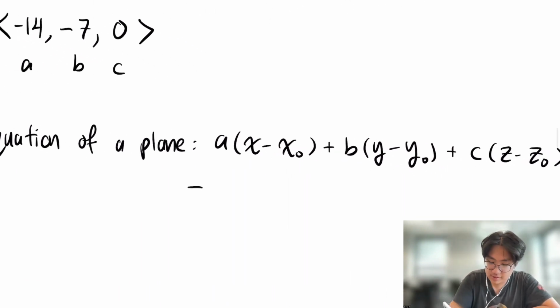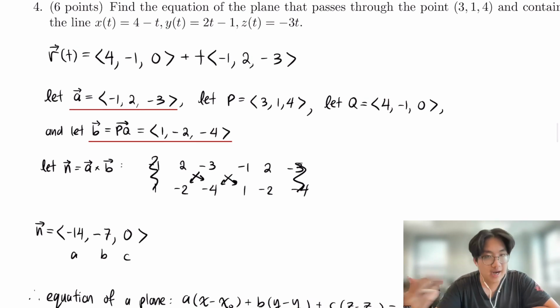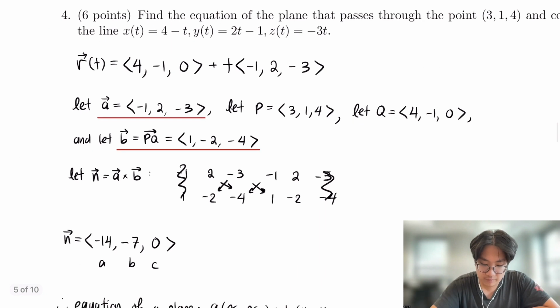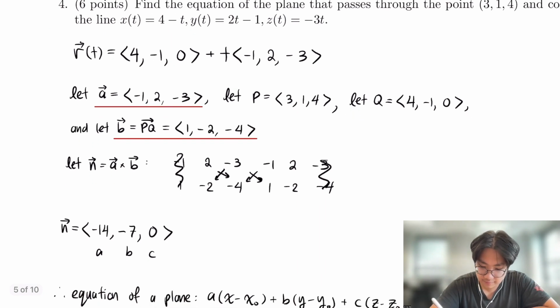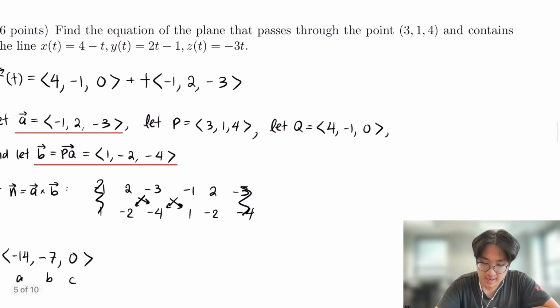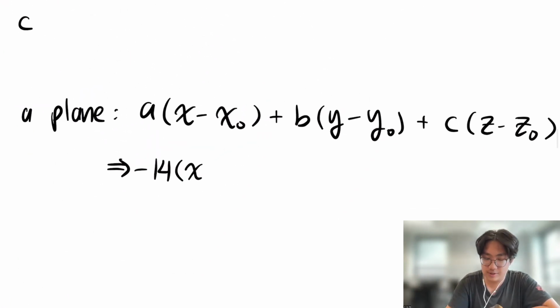So plugging in our values, we then get a, which is negative 14, times x. So x naught, y naught, z naught are simply part of the points. It's any point. So we have 3, 1, 4, and then we also have this other point, 4, negative 1, 0. It does not matter which one you use. You'll still get the same answer at the end of the day. So we'll use 3, 1, 4 just because the solutions use 3, 1, 4.